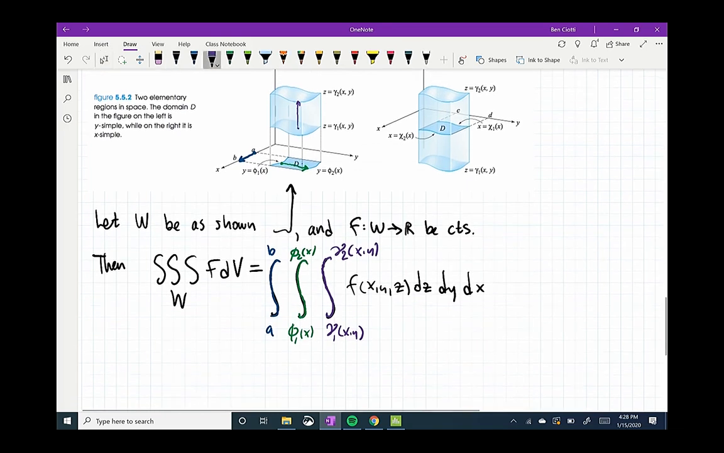Yeah, right. So this whole shape, good point. This whole block thing, yeah, that's W. The whole thing, the solid shape.